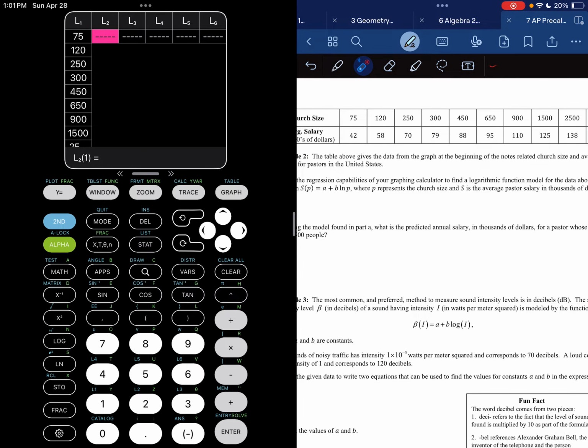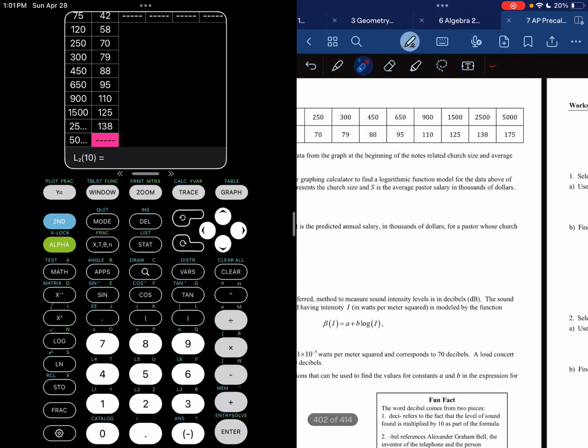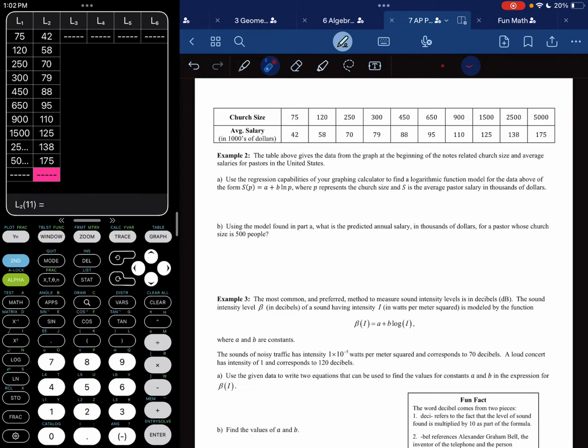Okay. Up here for list 2, I'm going to have the y coordinates: 42, 58, 70, 79, 88, 95, 110, 125, and 138. Oh, and then there's one more, 175. Okay, we have a number on the left and on the right. So I think we're good there. Hopefully I didn't enter those wrong. I don't see any glaring mistakes.